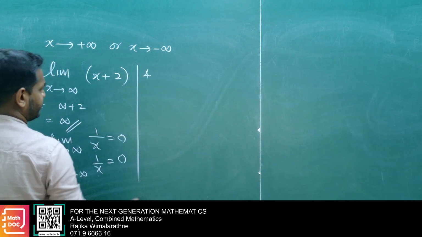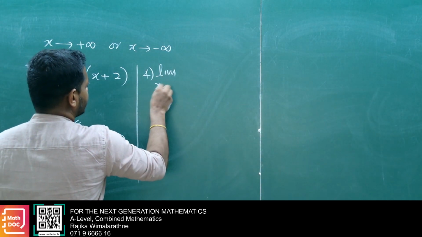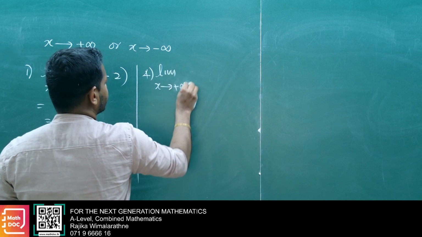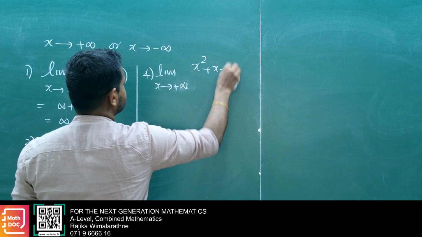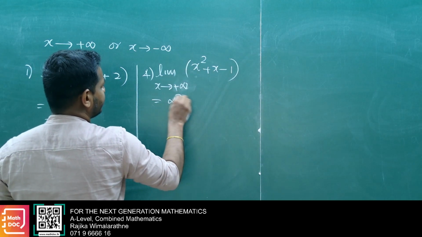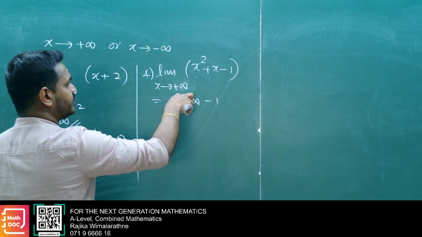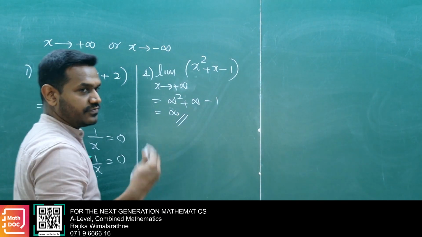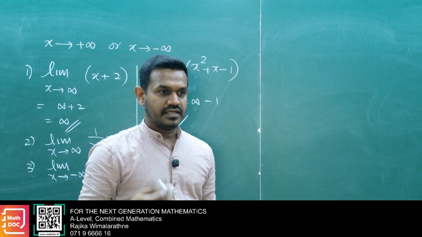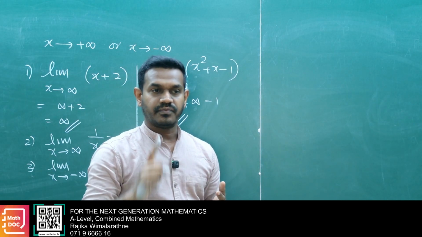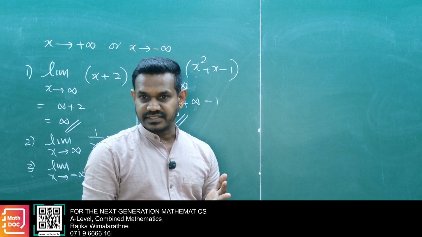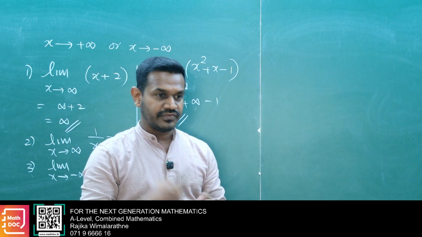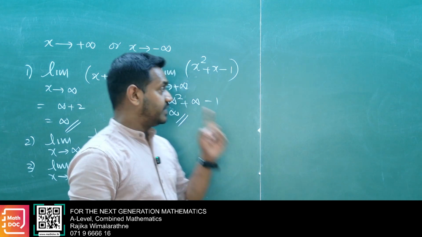Fourth example: limit as x goes to plus infinity of x square plus x minus 1. Substitute infinity: infinity square is infinity, infinity plus infinity is infinity, infinity minus 1 is infinity. Then infinity is a possible answer. Minus infinity to plus infinity are possible answers. Only undefined expressions are 0 by 0, infinity by infinity, 0 times infinity, 0 to the power 0, and infinity minus infinity. They are undefined, but infinity is a possible solution.